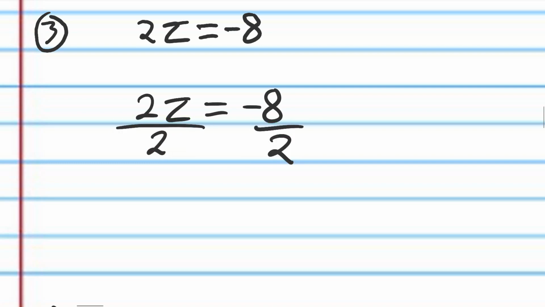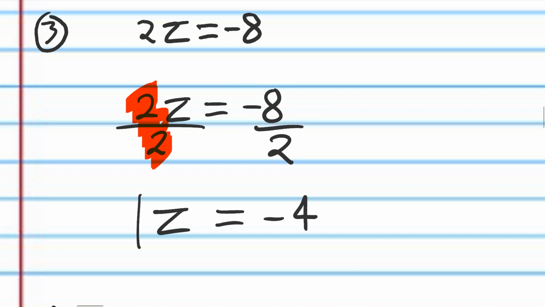Now what that does is it gets rid of the 2. The 2's cancel out. So we're left with z, which is what we want. We want to isolate it. And then over here we do 8 divided by 2. 8 divided by 2. So that would be negative 4.